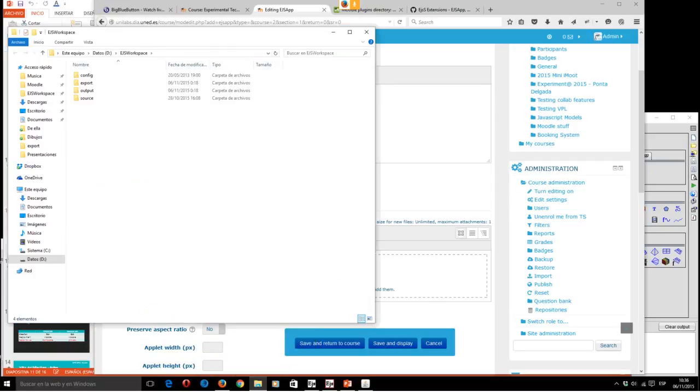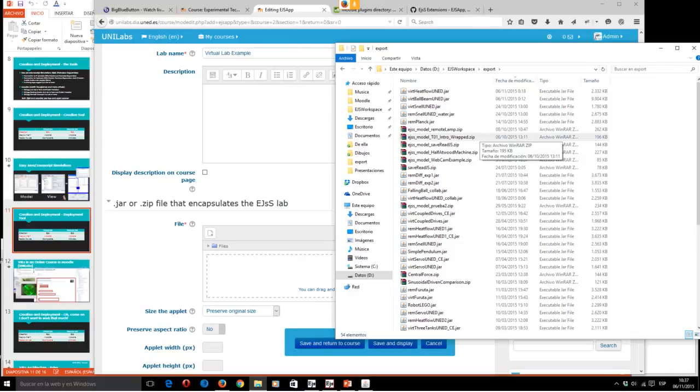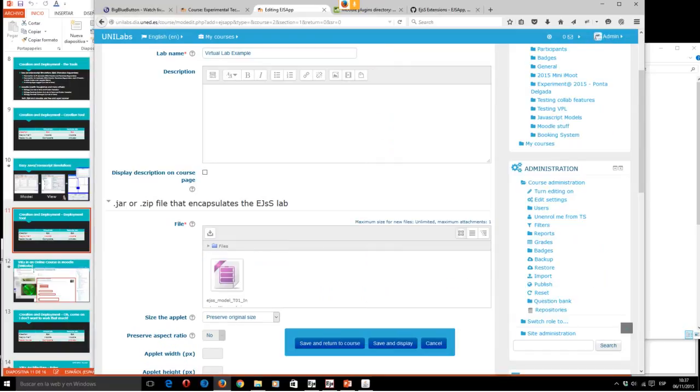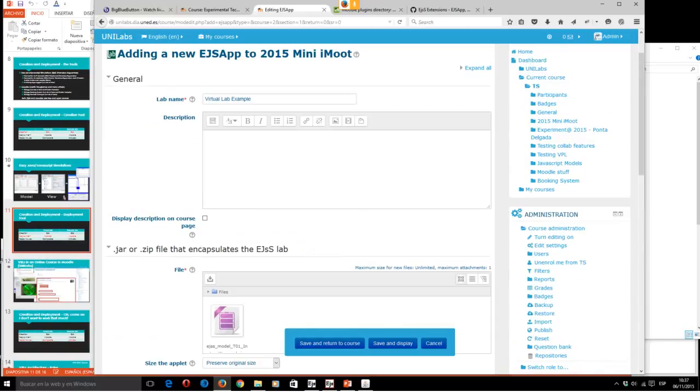I'm going to my EJSS workspace, and I'm going to add a JavaScript simulation so it would be faster to show it. So I just drag and drop the file generated by EJS. And then, there are more options here, quite a few options to configure the remote lab or the virtual lab, but they are not necessary. So the required things are the lab name and the file with either the virtual lab or the simulation. Then I click on save and display.